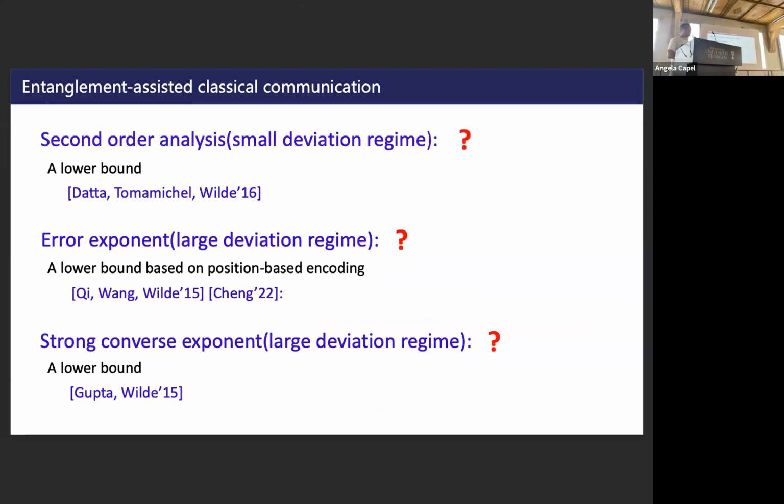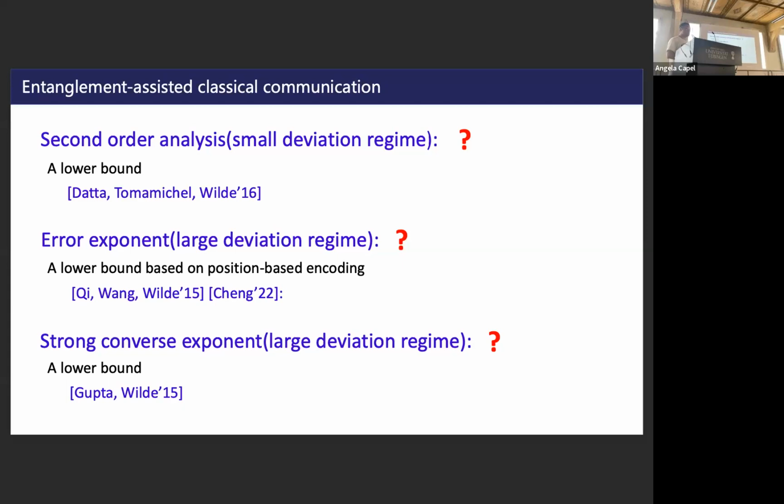Different from the classical setting under the classical-quantum channel coding problem, there was no complete characterization for the small deviation and the large deviation performances for entanglement-assisted classical communication until our work. Datta, Tomamichel, and Wilde provided a lower bound for the second order asymptotics. It's a common conjecture that this lower bound is also optimal. However, it's very difficult to prove this conjecture.